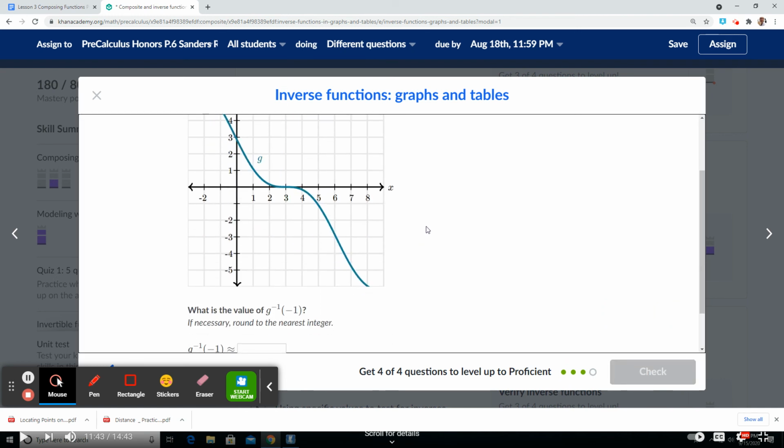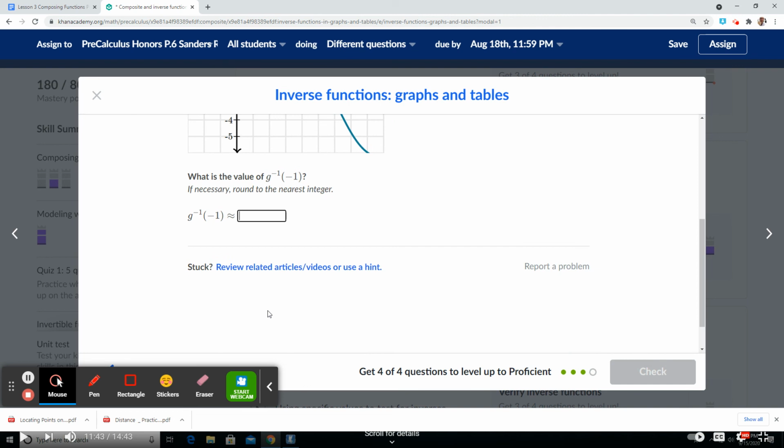I'll just do the last one to be complete. What is the value of g inverse of -1? So I would go to -1 on the y-axis, which is right here. There it is right there at that value. And then the corresponding x value is 5. So we're basically just reversing the process.